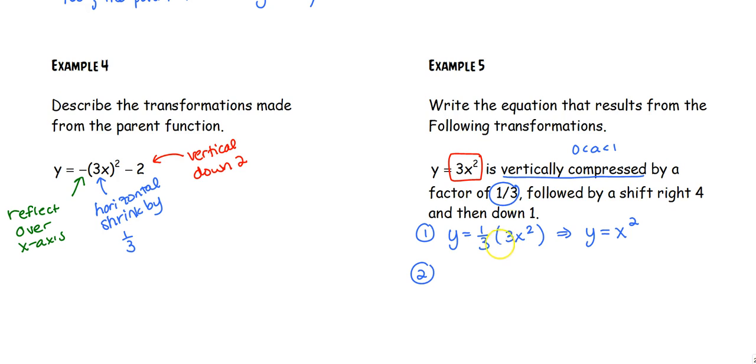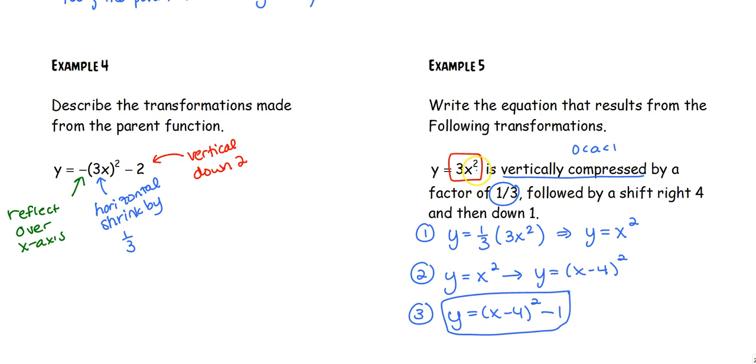After we've compressed it, now we're going to shift it to the right 4. When I shift it to the right, that's a horizontal shift, which means it's going to happen on the inside. So currently I'm at y equals x squared. When I shift that, it's going to give me, right inside means the opposite, so x minus 4 squared. And then my last transformation is down 1. A vertical shift is going to happen on the outside, and down means minus 1.